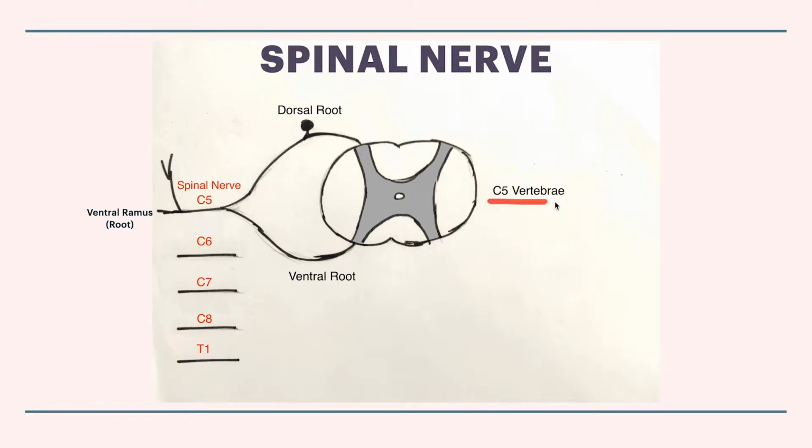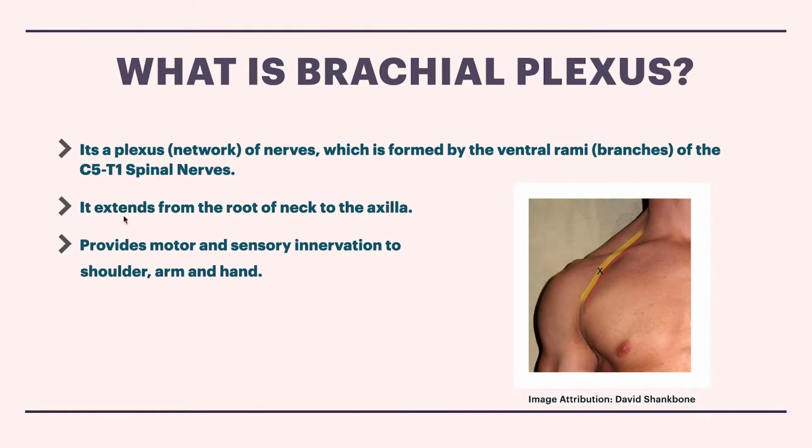Since we are talking at the level of the C5 vertebra, we have the C5 spinal nerve forming. Now each spinal nerve branches off and forms a ventral ramus and a dorsal ramus. It's this ventral ramus which forms the root of the brachial plexus, as we saw in the first slide. It's the ventral rami of the C5 to T1 spinal nerves which take part in the formation of the brachial plexus.